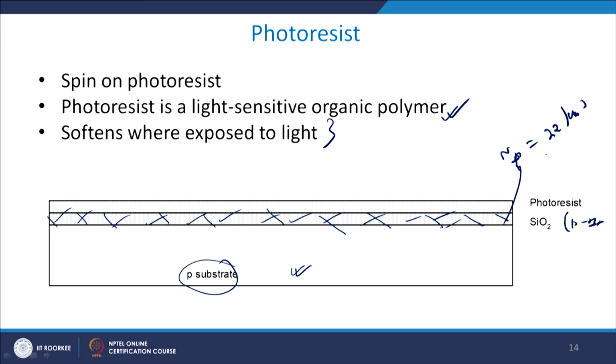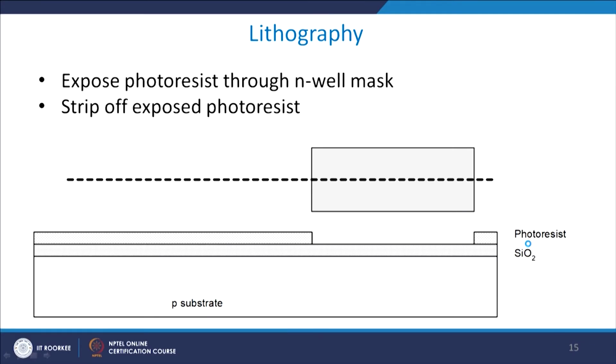Whereas, if you have a metal layer you will have already 20. So, 20 plus a large number 26 will give 46 per centimeter cube. So, you can see with the same technology you get a larger doping profile as compared to the previous case. So, let me move to lithography.